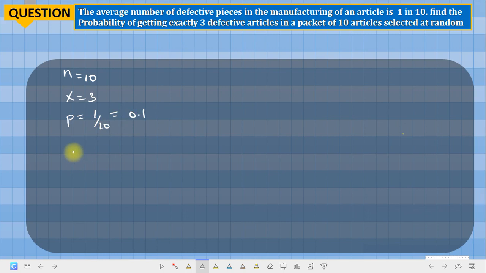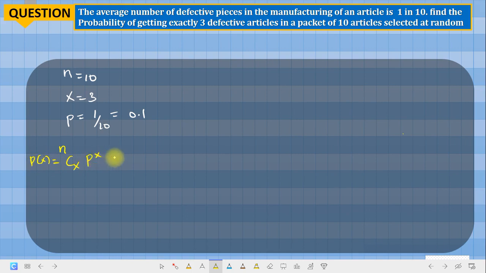Now, what do we do in this case? We substitute into this equation. What is the equation? The equation for binomial distribution is n combination x. Okay, let's say P of X is equal to n combination x.